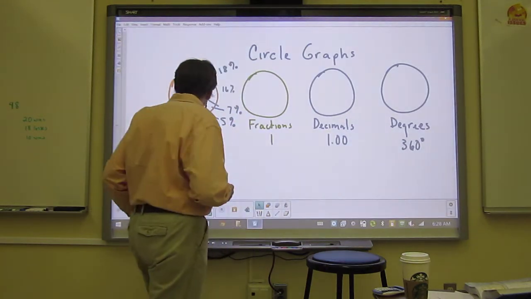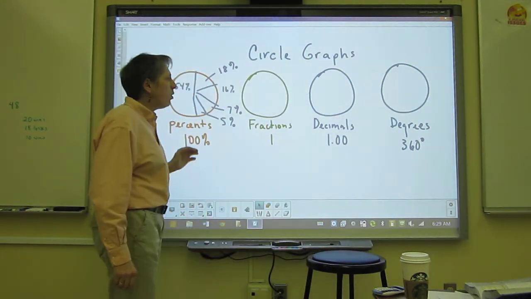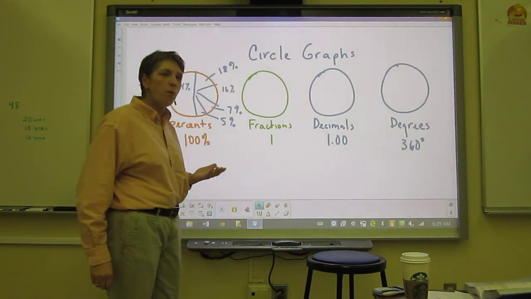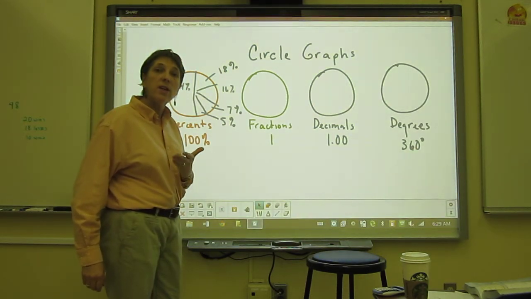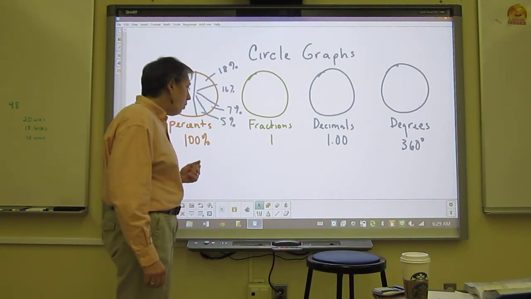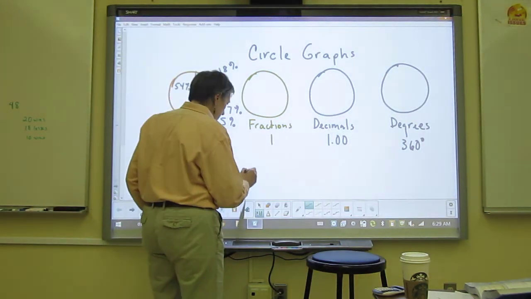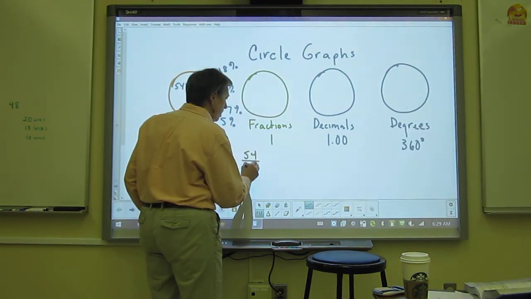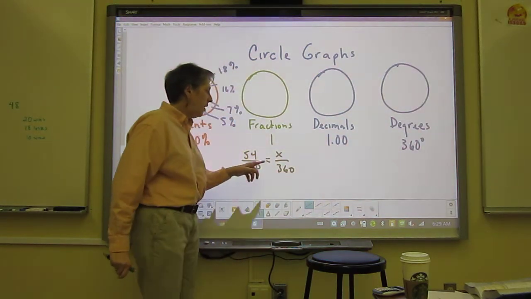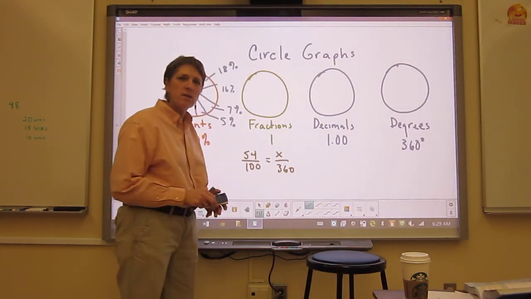So with degrees, the whole circle represents 360 degrees. If I said 54% and I wanted to change that to degrees, I would say 54% times 360 divided by 100, because I have percent. Or I could set up a proportion or a percent equation and say 54 over 100 equals X over 360 degrees. And then I can do my cross products and find out what the degrees are.